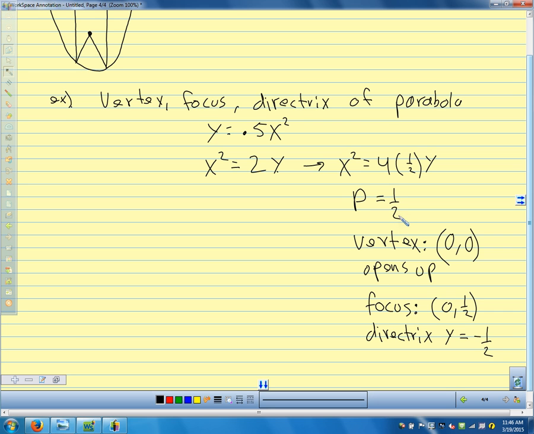All right, we good? And then if this problem asks us to graph this parabola, we'd have plenty of information to graph it. We'd be able to graph the vertex. We know it opens up. We'd be able to plot points 2p units to the left and to the right of the focus, so we'd know how wide it opens. So we'd be able to sketch a nice graph of this parabola.